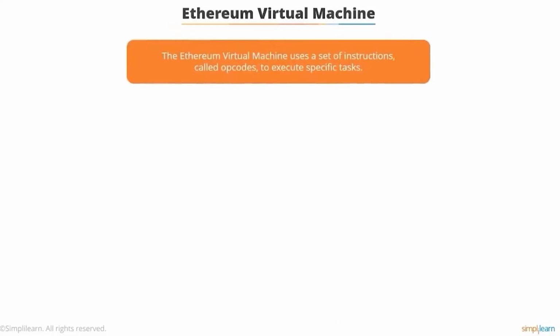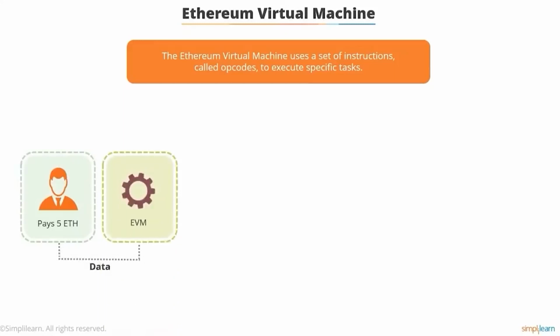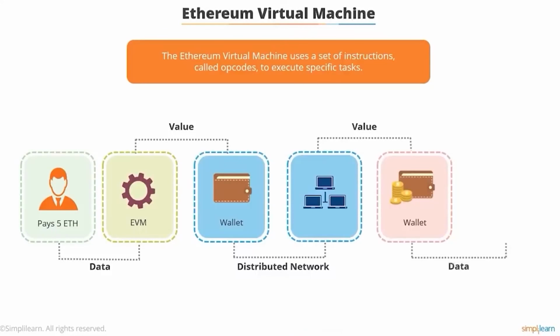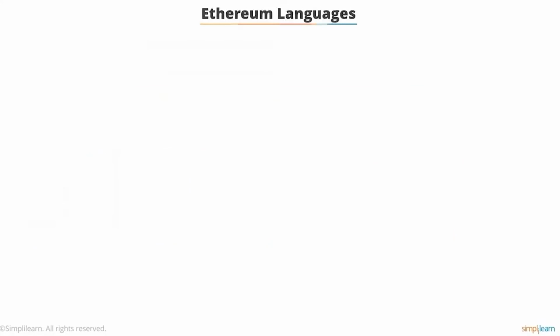Once the code is written in higher-level programming languages, the code can be compiled to EVM bytecode. The Ethereum Virtual Machine uses a set of instructions called opcodes to execute specific tasks. Thus, if a user triggers a transaction of 5 ETH using his desktop wallet, the wallet sends the message to the EVM, which connects with the wallet address on the Ethereum network to process the transaction and send it to the receiver. Smart contracts are written in Ethereum-specific programming languages. Let's learn more about these languages.